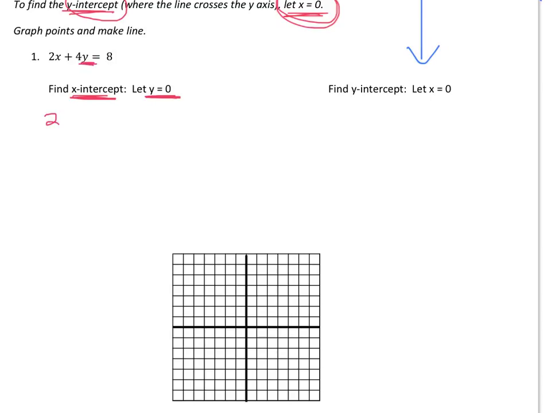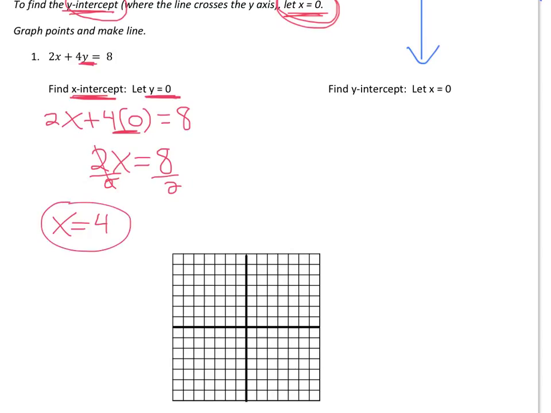So then it becomes 2x plus 4 times 0 equals 8. Well, this is a good thing. 4 times 0 is 0, so I'm not going to say 2x plus 0, that's redundant. Then it's just 2x equals 8. Then it's a very simple equation. Divide both sides by 2, and 8 divided by 2 is 4. So that x-intercept is 4.